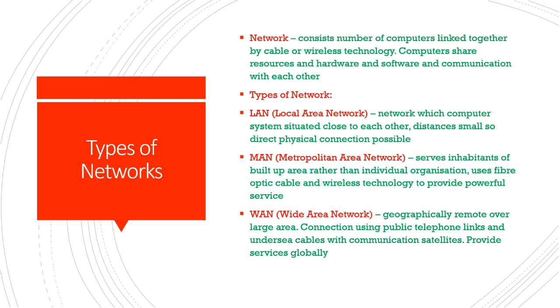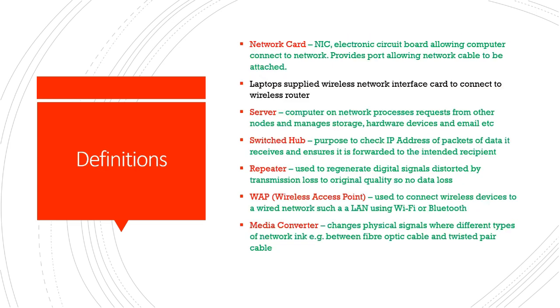Then you have the largest of the lot, which is a WAN, a wide area network. This is geographically remote over a large area, and the connection is done using public telephone lines and undersea cables with communication satellites, and they provide services globally, such as the internet.